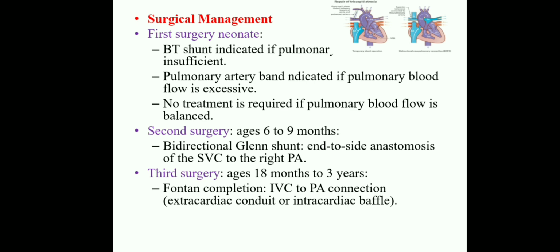Okay, the first stage surgery is done at the neonatal age, the second stage surgery is done at 6 to 9 months of age group. In that, from the superior vena cava to the pulmonary artery, they do the end to side anastomosis. Okay, the third stage surgery is done at 18 months to 3 years of age group. The inferior vena cava to the pulmonary artery, they make one connection in between. Okay, this is about the surgical intervention. All of you clear? This is about tricuspid atresia. It is a congenital cyanotic heart disease.